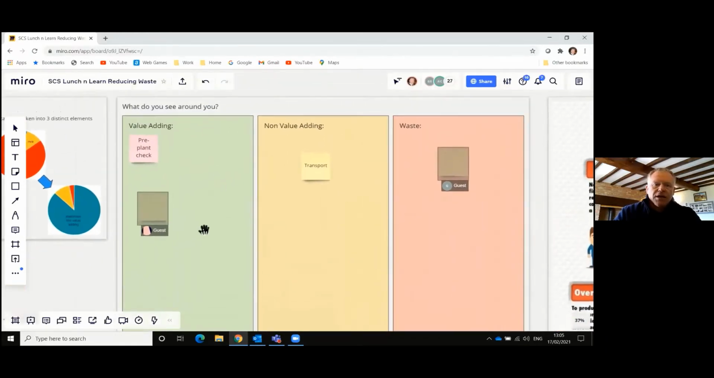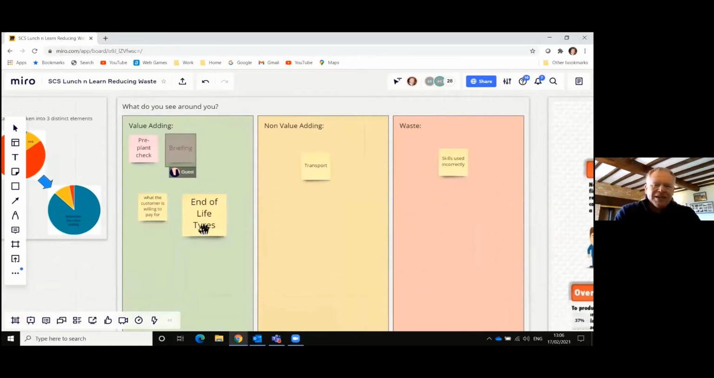Pre-plant checks. So ensuring that those checks are in place to ensure that we can do our task as we've agreed. Yes. Skills use, what else have we got on there? What the customer is willing to pay for. Yes, that is definitely what we need to think about as our value adding.